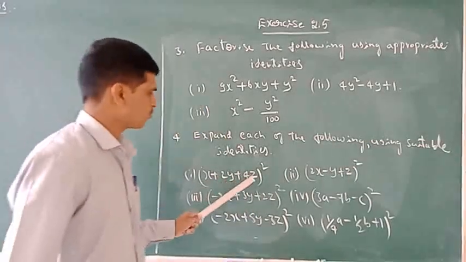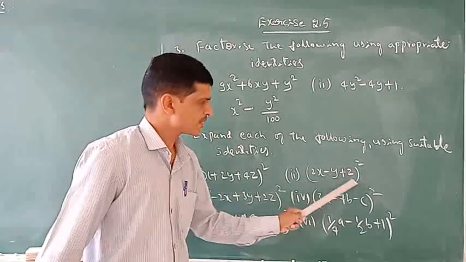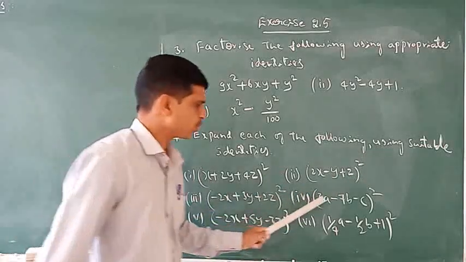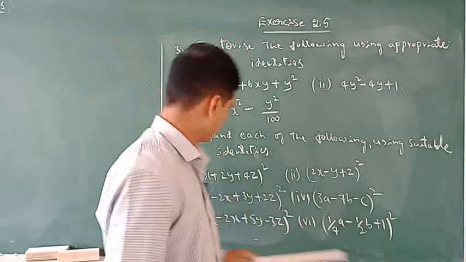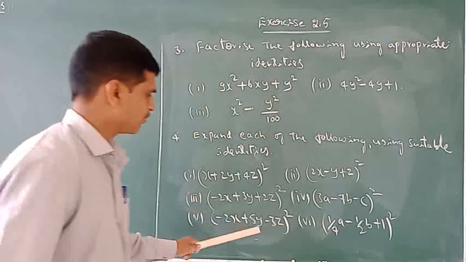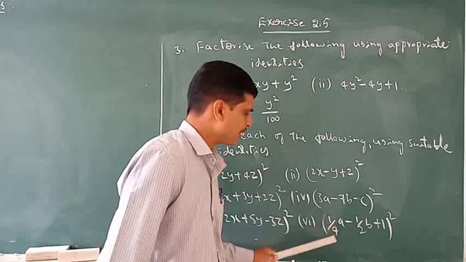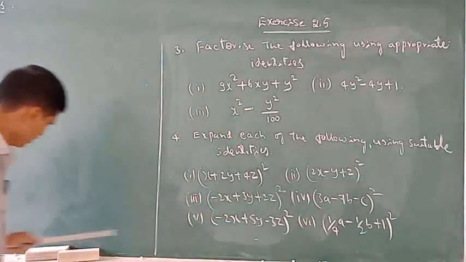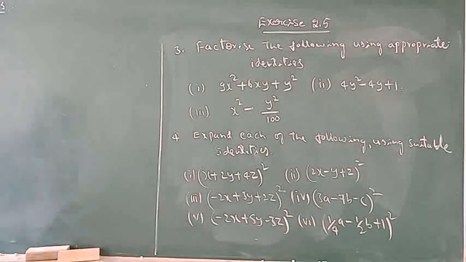So here: (x plus 2y plus 4z) whole square; (2x minus y plus z) whole square; third, (minus 2x plus 3y plus 2z) whole square; fourth, (3a minus 7b minus c) whole square; fifth, (minus 2x plus 5y minus 3z) whole square; sixth, (1 by 4 a minus 1 by 2 b plus 1) whole square. So these are the exercise problems.